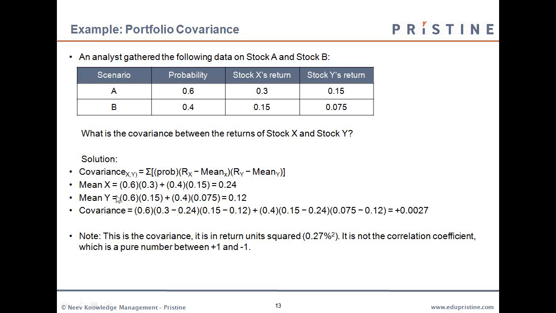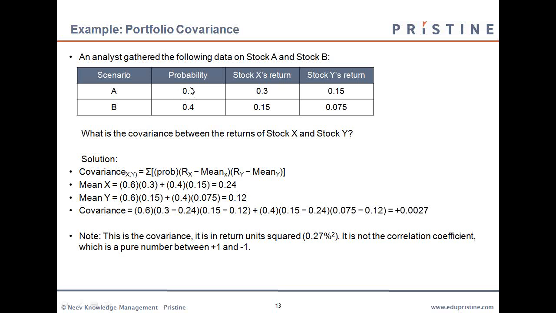So the mean of stock X returns is 0.24, that is 24%. Similarly, we'll calculate the mean of stock Y return, and that will be the probability of scenario A into stock Y return plus the probability of scenario B into stock Y return in scenario B. So that will come around as 0.12, that is 12%.